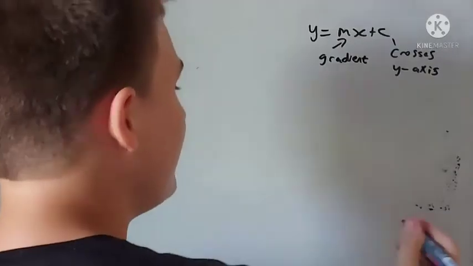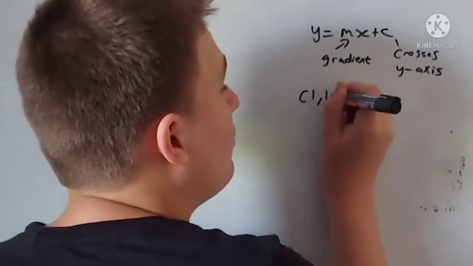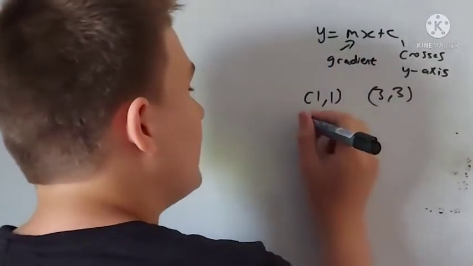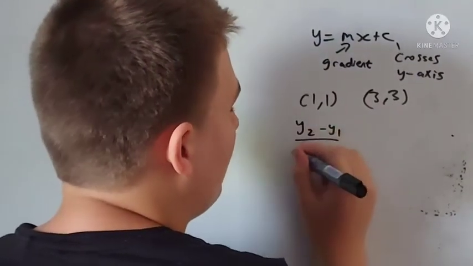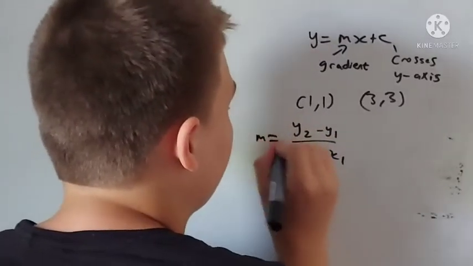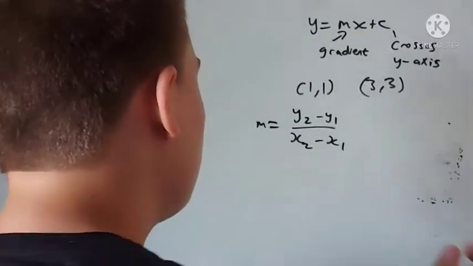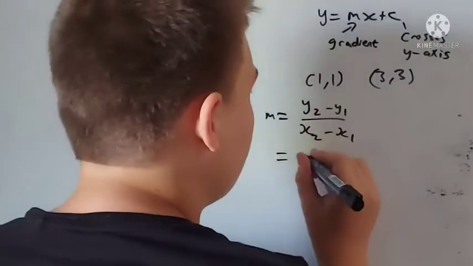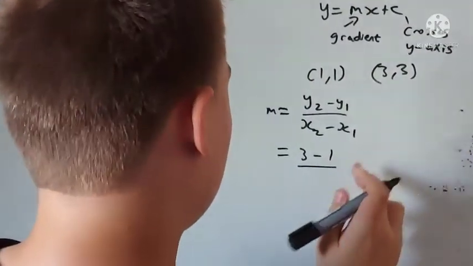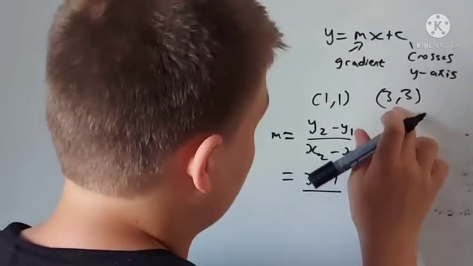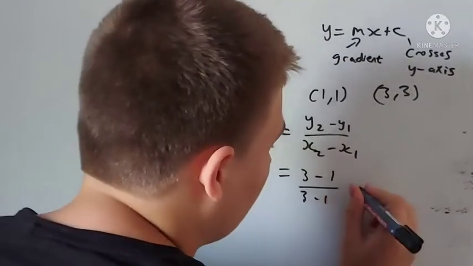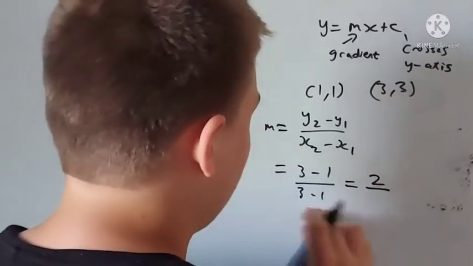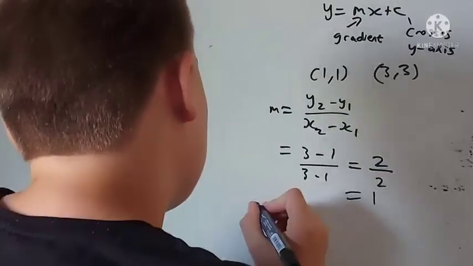So to find the gradient, I'm going to pick two points. I'm going to pick (1, 1) and (3, 3), just to make it a bit simple. I'll make it harder in a moment. To find the gradient we do y2 take y1 over x2 take x1, the corresponding points. So y2 is the second y coordinate, which is 3, take 1. The x coordinates correspondingly are also 3 take 1. So 3 take 1 is 2, and 3 take 1 is also 2, and 2 divided by 2 is 1. So the gradient of this line is 1.